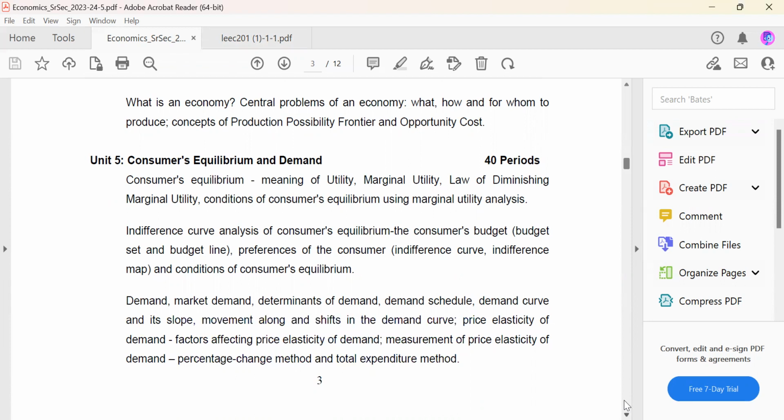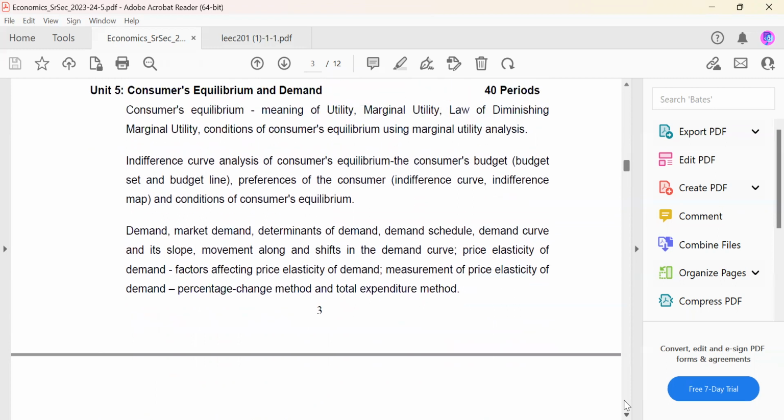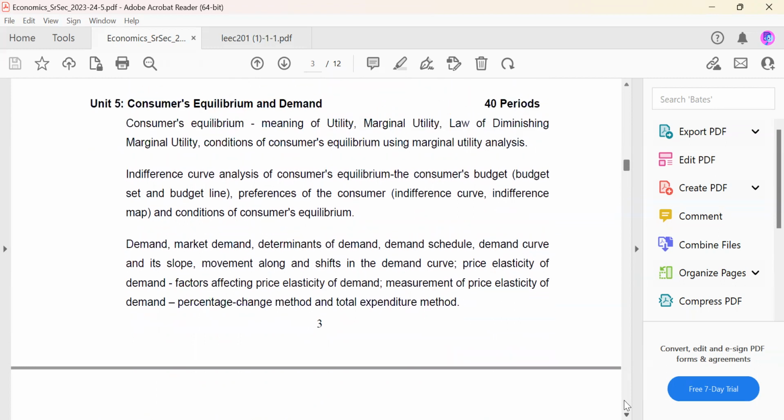We extensively study the concept of demand, market demand, determinants of demand, demand schedule, demand curve and its slope. There's the movement along and shifts in the demand curve as well. There's also price elasticity of demand, which also determines the factors which affect the price elasticity of demand. There's also the measurement of price elasticity of demand, the percentage method, and the total expenditure method for the elasticity of demand as well.